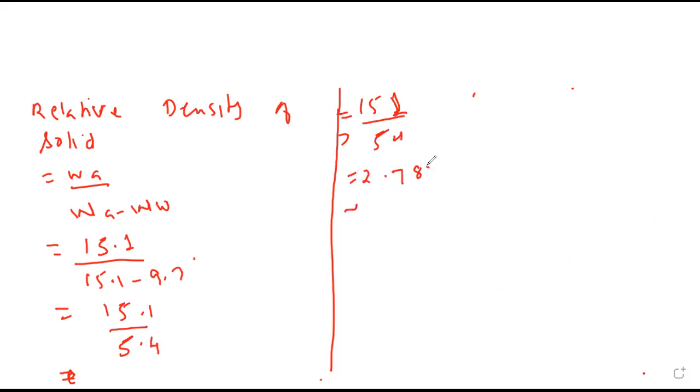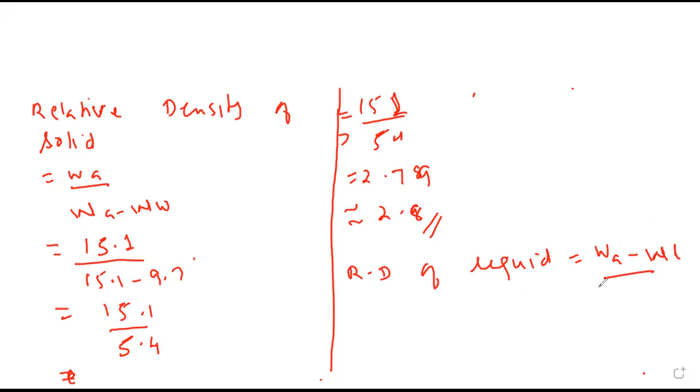We can approximate this as 2.8. Next, relative density of liquid is weight in air minus weight in liquid upon weight in air minus weight in water.